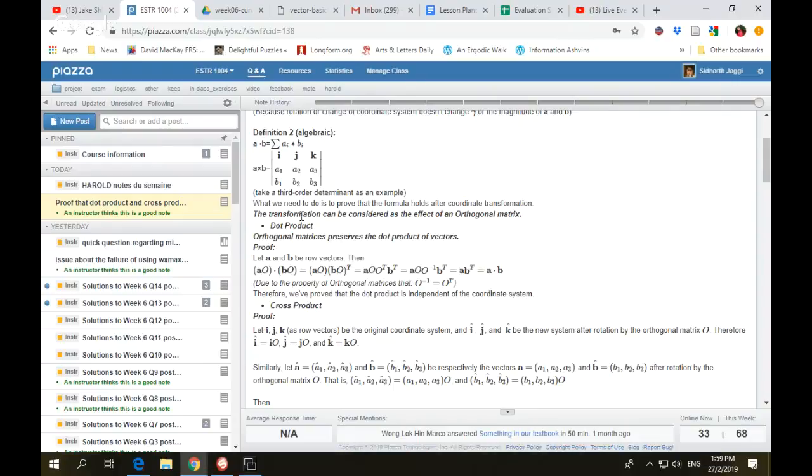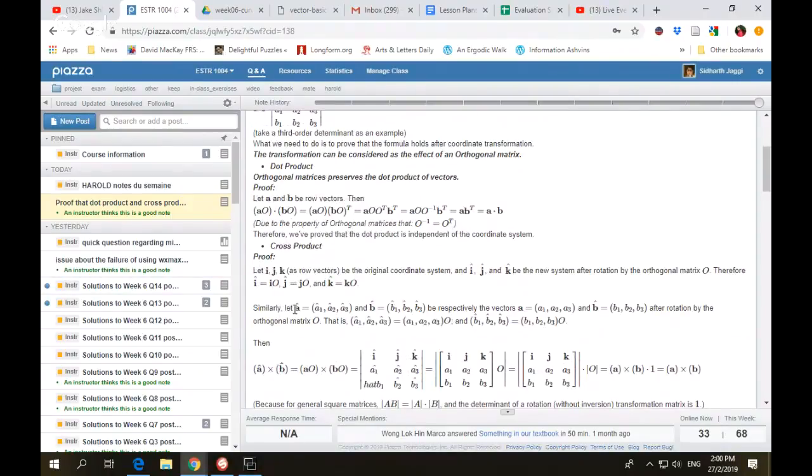So for the same reason as above, we have that I hat is I times O, j hat is j times O, and so on. So these are after rotation. Similarly, if we call A hat as A hat 1, A hat 2, A hat 3, this is the vector after rotation, and its 3 components are A hat 1, A hat 2, A hat 3. We know that A hat 1, A hat 2, A hat 3 is equal to A1, A2, A3 times O. Because A hat is equal to A times O, B hat is equal to B times O, we have these equations here. So if you're looking at A hat cross B hat, that's AO cross BO.